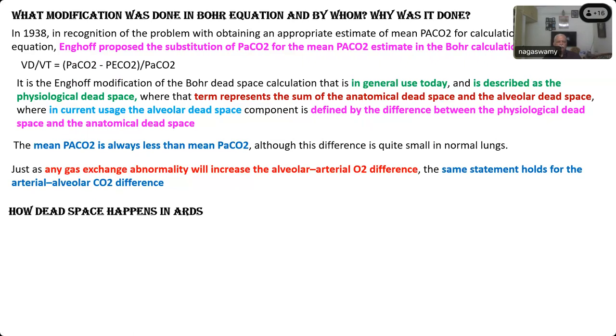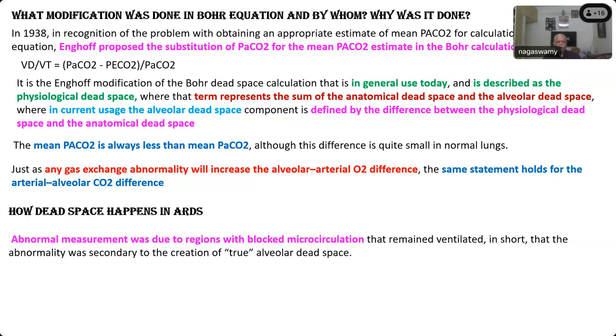Now, how does dead space happen in ARDS? The patient develops ARDS; how does dead space happen in that? We see a lot of background hazy opacities. All of you should recall what are all the points by which you diagnose ARDS. It should be acute, isn't it?